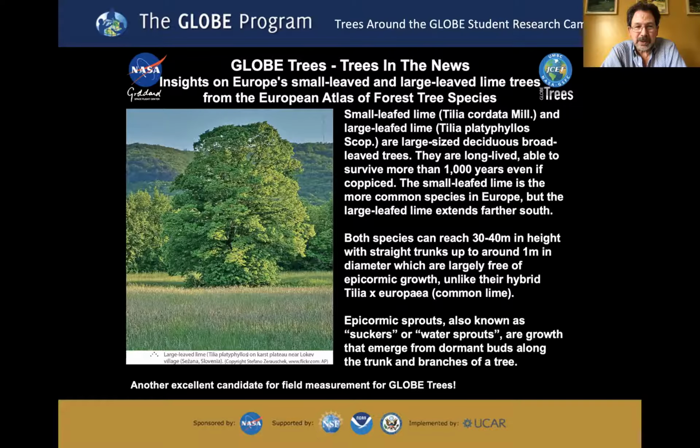And there's the large leaf, also another excellent candidate for measurement for Globe Trees, if anybody can, of course, get to Slovenia. Really pretty sizable trees, 30 to 40 meters in height, with beautiful straight trunks. They are excellent timber for many uses, and very long lived. So this is a pretty persistent part of the landscape across much of Europe.